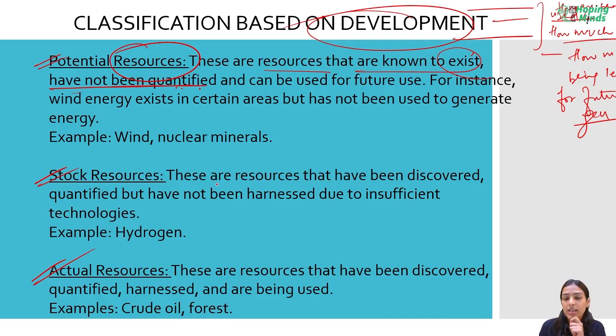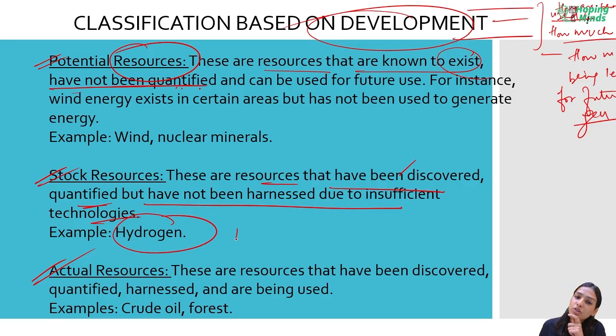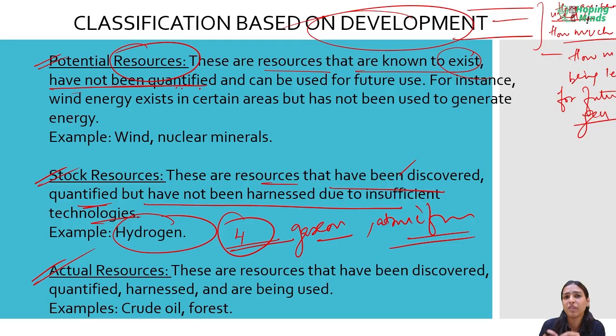Stock resource. These are the resources that have been discovered, quantified, but have not been harnessed due to insufficient technologies. Now, hydrogen. Hydrogen in itself, in its gaseous form or in its atomic form, is a big source of energy, but there are insufficient technologies again to tap onto this potential. But why is it a stock resource and not a potential resource? The difference is that in potential, we know that it exists, but we have not been able to quantify it yet. Here, the lack of technology is not because the technology does not exist, it's because we don't want to use it.